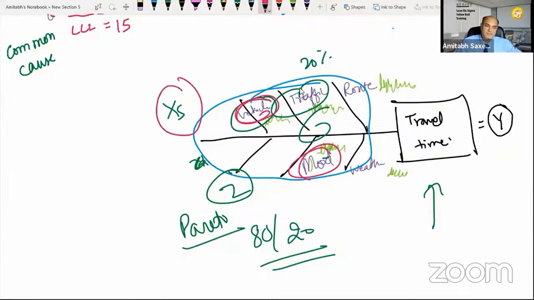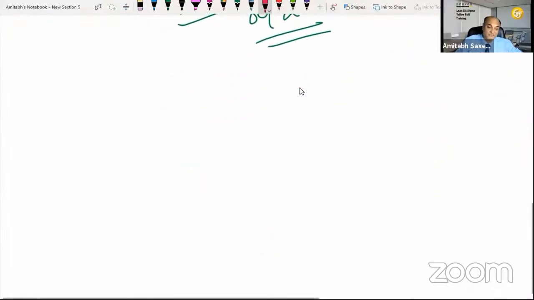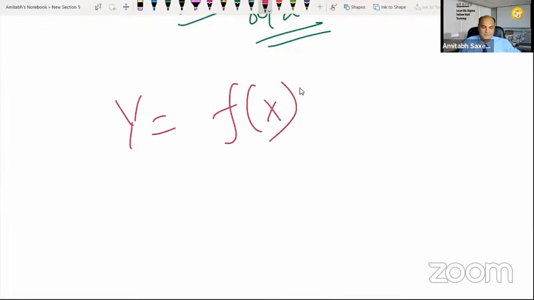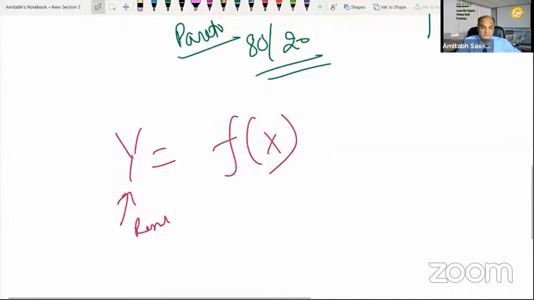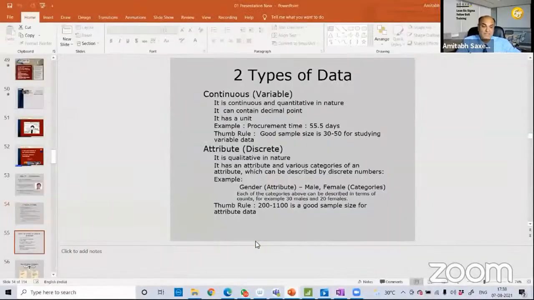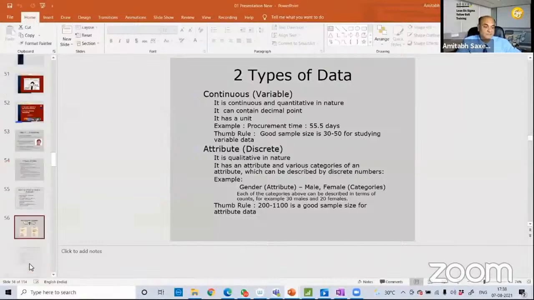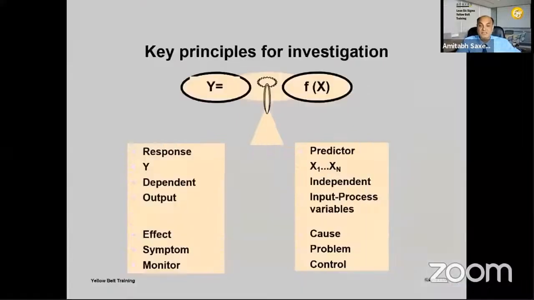So now I have got X, I've got Y. And my dear friend, Y is a function of X. Y is the result. X is the cause. Don't see, the result is not in your hand.